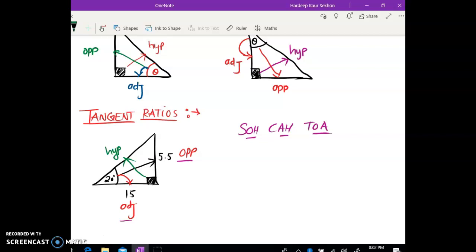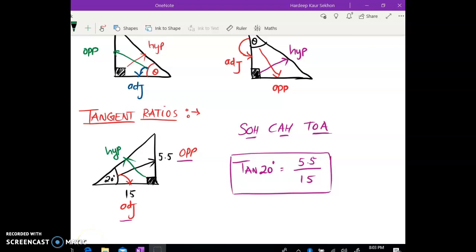Okay, so the angle is given to us. Do we have opposite and adjacent? Yep. So if we need to find one of these, that means we are going to use the tangent ratio. The way we write it is tan 20 degrees equals opposite over adjacent, 5.5 over 15. Okay, so this is how it will be written.